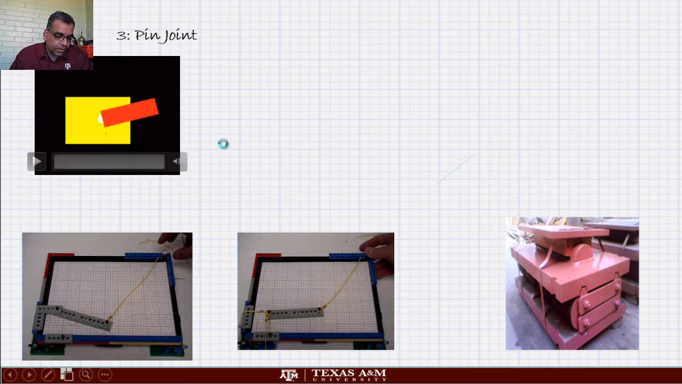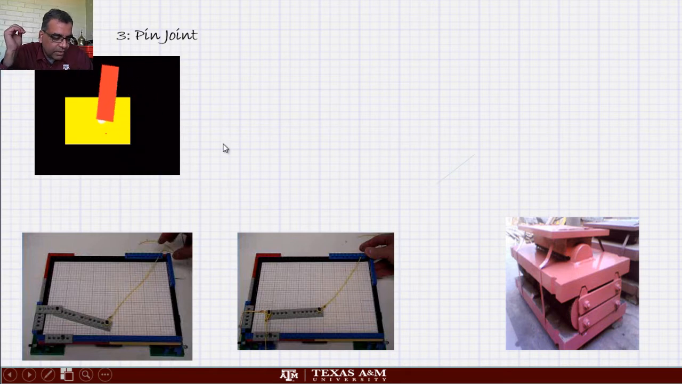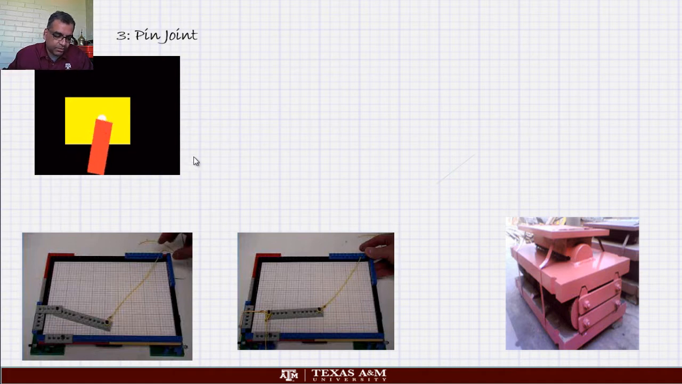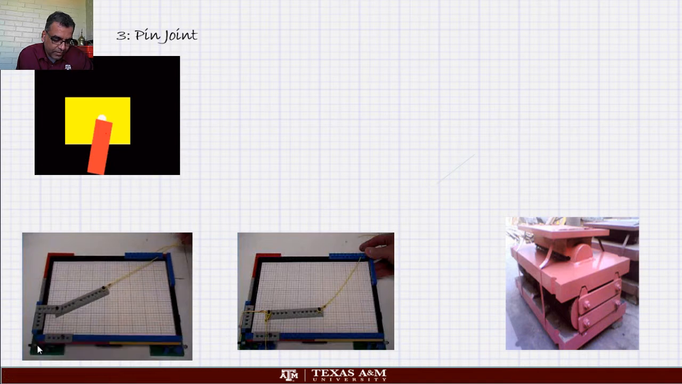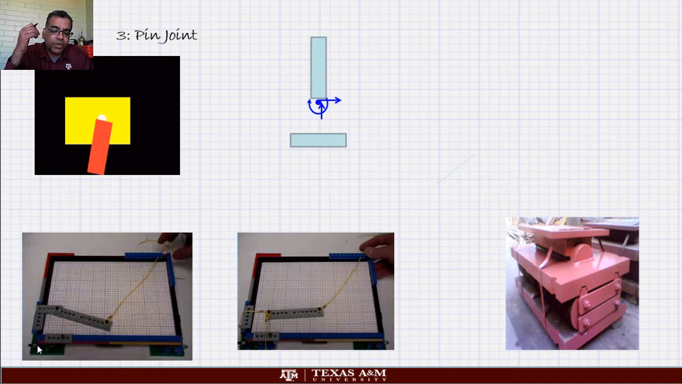Let's go up here. You will see what a pin joint does. It allows free rotation. Can you see that? You can see that there's a pin joint up here, and another pin joint up here, and it allows free rotation. Excellent. So now let us see what a pin joint looks like.